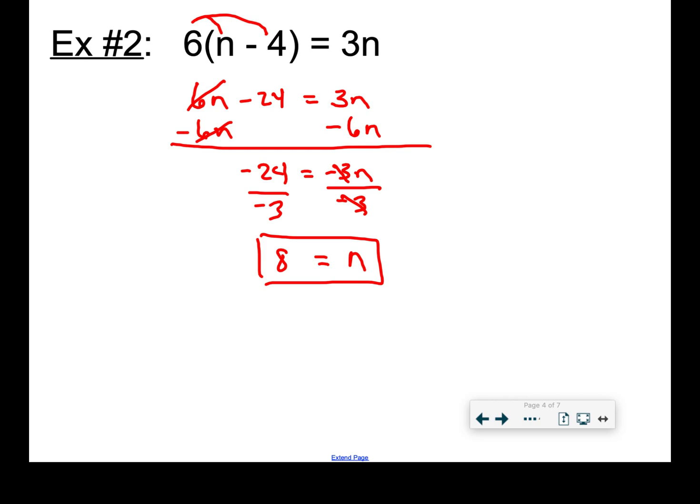Okay? If I were to substitute that back into my original problem up here, into both of these, we would get a true statement. If I do it here, 8 minus 4 is 4, times 6 is 24. So on the left-hand side, I get an answer of 24. If I plug 8 in over here, I also get 24. So it's a true statement. I know that I did it correctly. Okay? So that's an easy check, too.